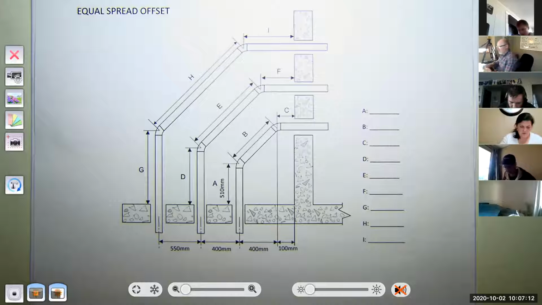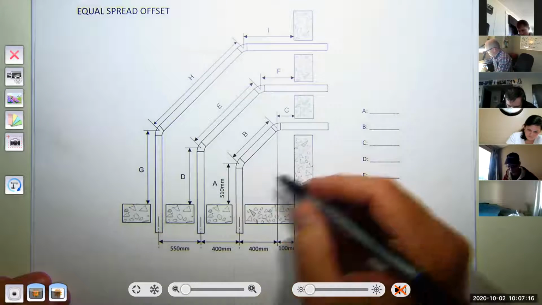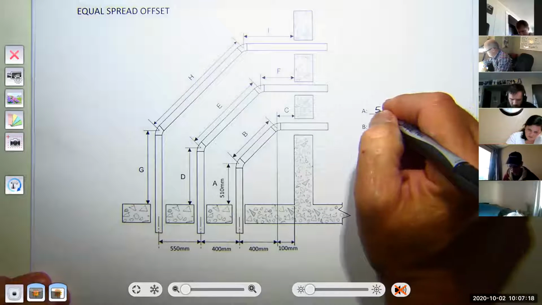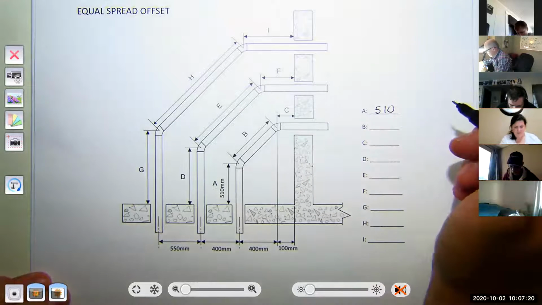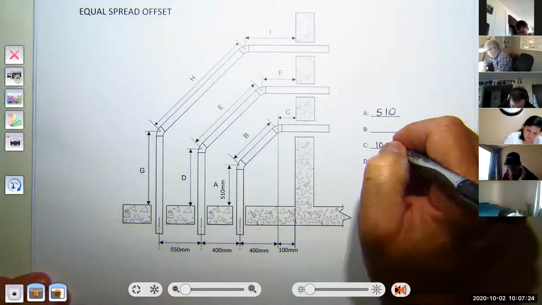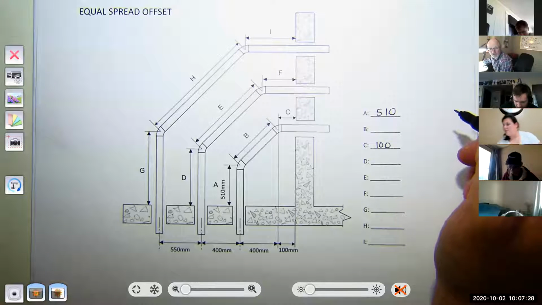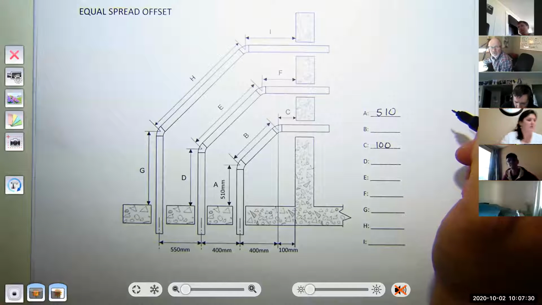All right, so first thing I do, I write down what I know. A is going to be 510. C is going to be 100. Now, see, those are free marks. Already I got 2 right. I have no problem with that.